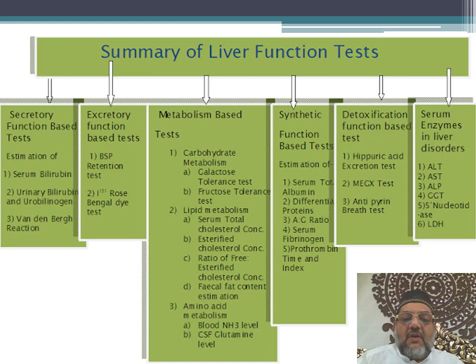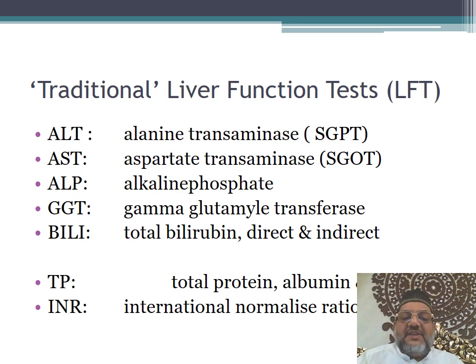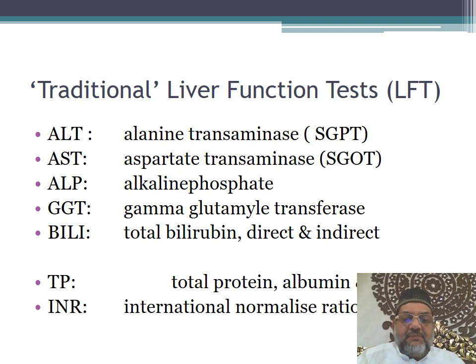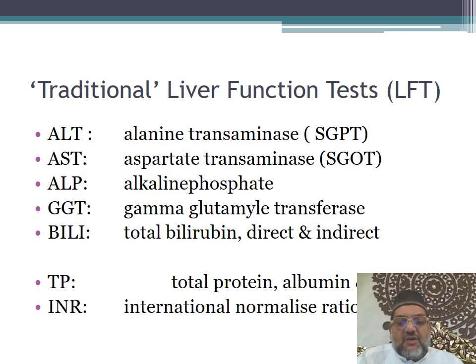This is the summary of the liver function test, which we are going to talk about in detail in the next slides. These are the traditional liver function tests: alanine aminotransferase, aspartate aminotransferase, alkaline phosphatase, gamma glutamyl transferase, total bilirubin, direct and indirect, total protein, albumin, A/G ratio, and international normalized ratio.